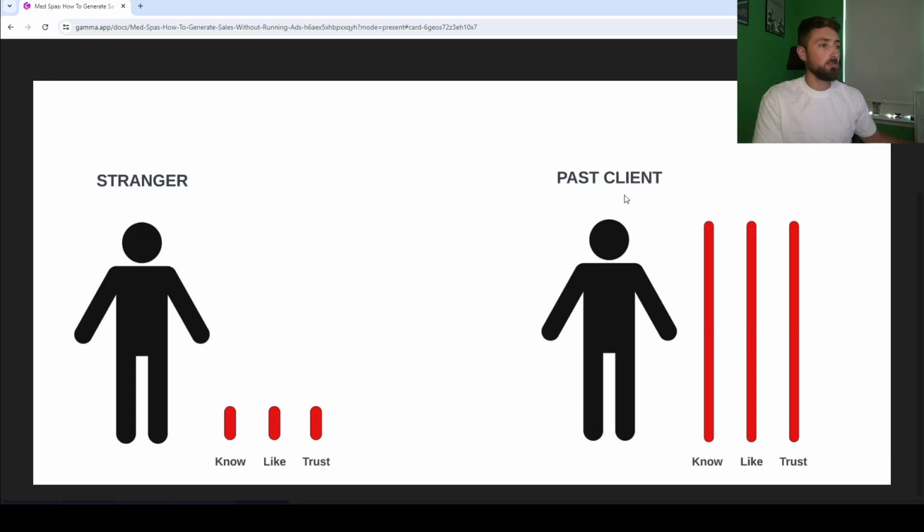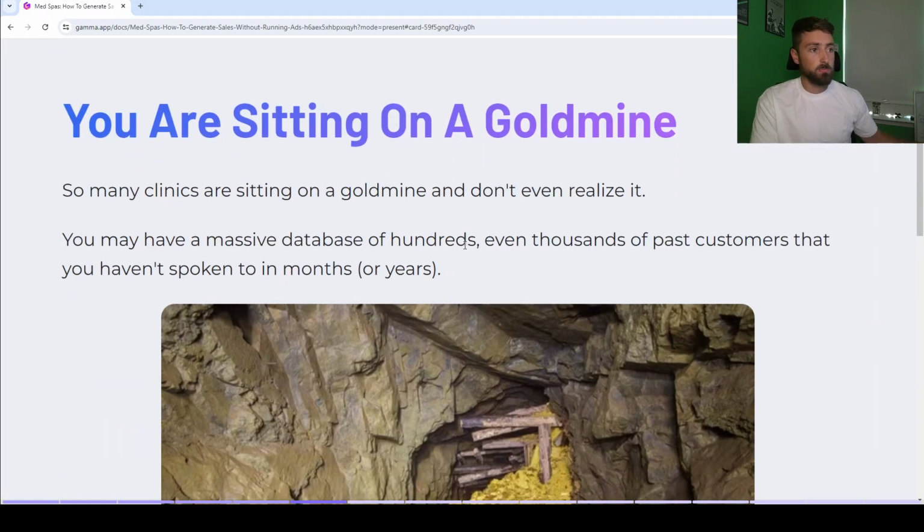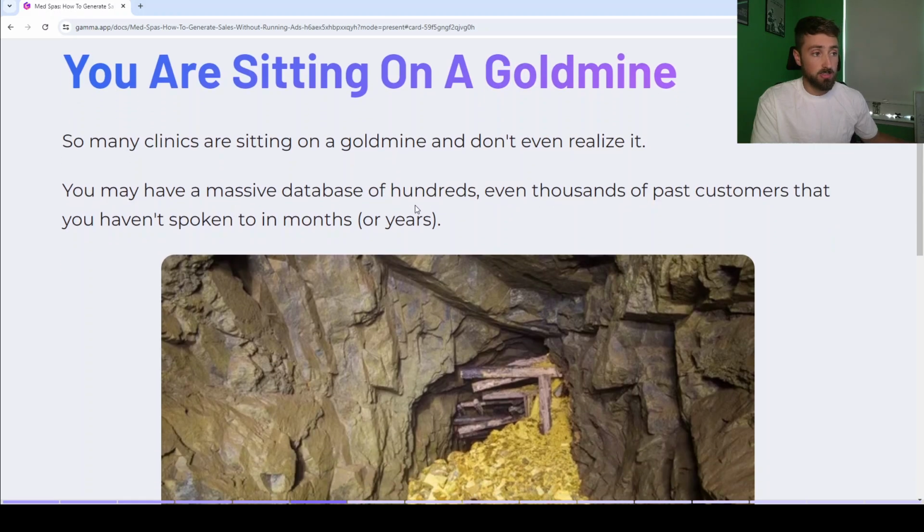But let's just, for the sake of this example, pretend that your past clients, you gave them an incredible experience, they loved coming in, they got results with the treatments that you provided to them, they probably know, like, and trust you to a strong degree. So for that reason, you are likely sitting on a gold mine. So many clinics, so many med spas and aesthetic providers are sitting on a gold mine and don't even realize it. You may have a massive database of hundreds or even thousands of past customers that you haven't spoken to in months or years.